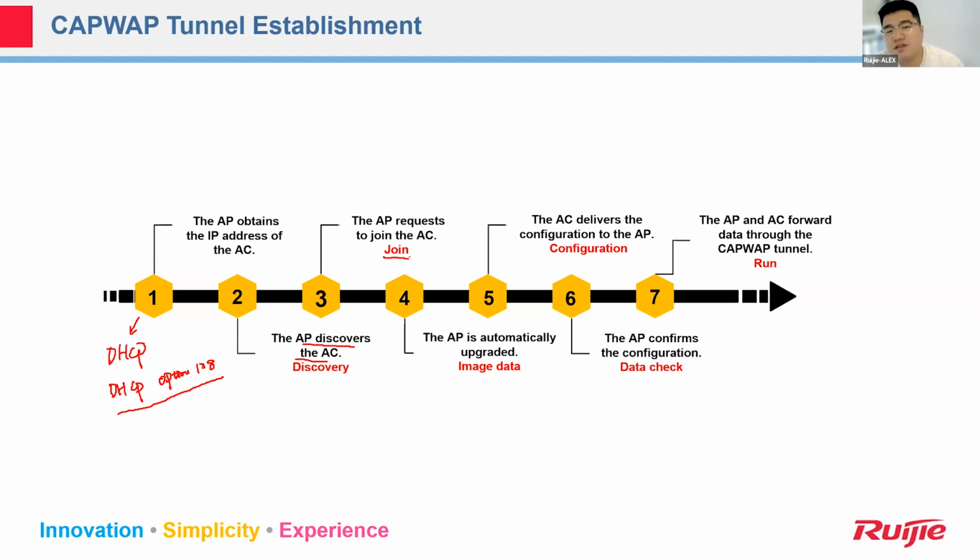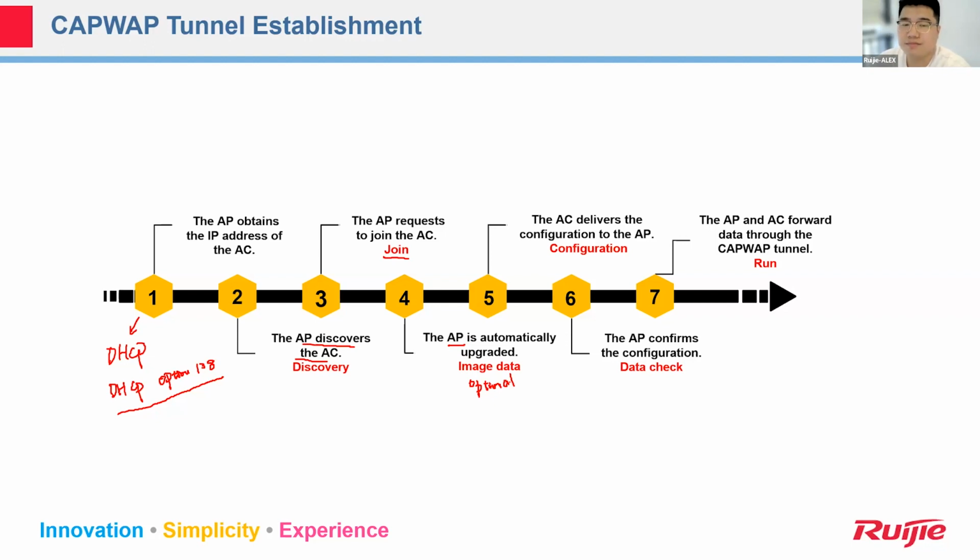After receiving the request from the AP, firstly, the AC should confirm the version of the AP. Here, the version means the version of the firmware on the AP. And here it says that the AP is automatically upgraded. This step is optional, because it is triggered only when the AP's version is not allowed on the AC.